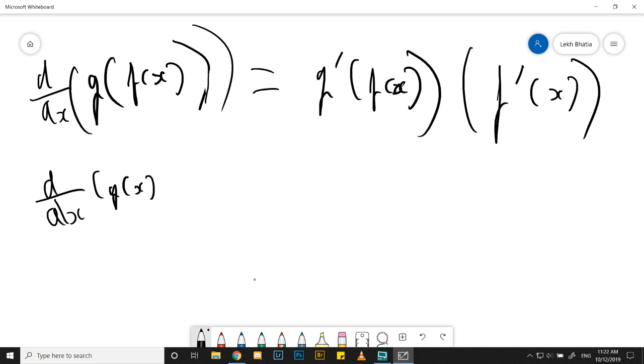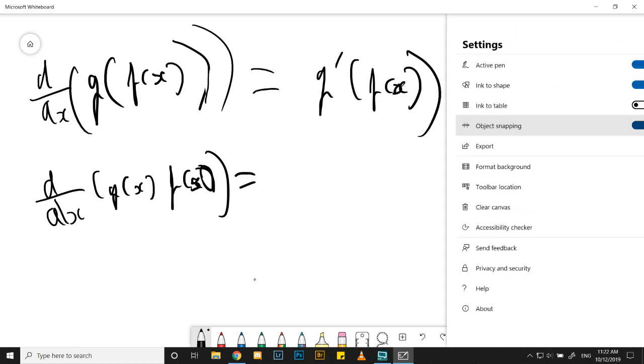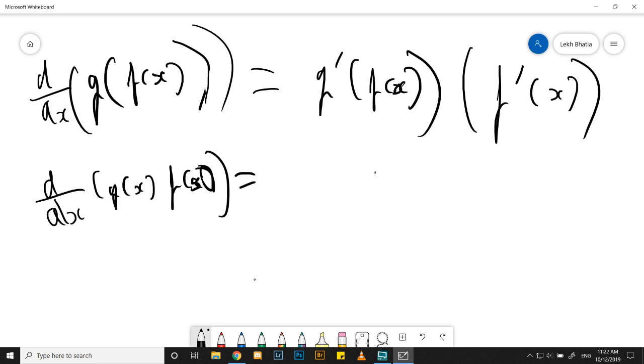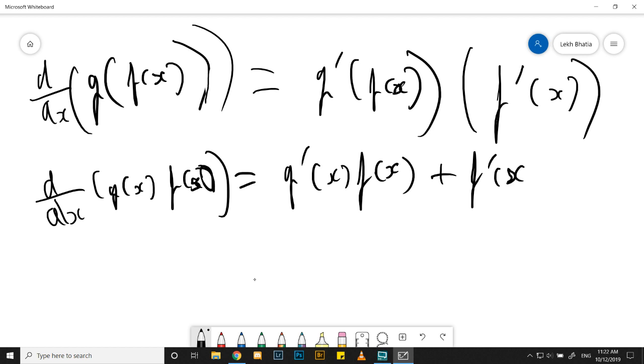of g of x times f of x. And the way we do that is, oh my god, that's ridiculous. Why does it keep doing that? I'm just gonna remove this. I thought it would be useful. It's obviously not. u of x f of x, and this would be g prime of x times f of x plus f prime of x g of x. This is actually the easiest one to remember, and the fastest to use.